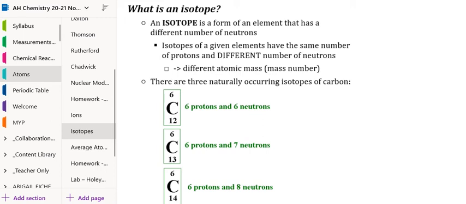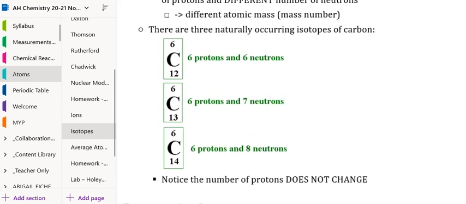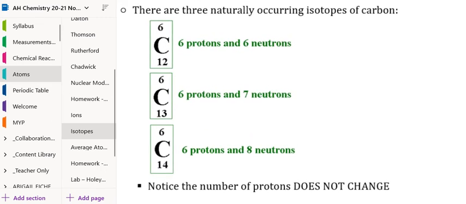So let's take carbon, for example. There are 3 naturally occurring isotopes of carbon. Okay? We've got carbon with 6 neutrons, carbon with 7 neutrons, and carbon with 8 neutrons. All 3 of these isotopes are carbon. So what's the same for all of them? Protons. All have how many protons? 6.